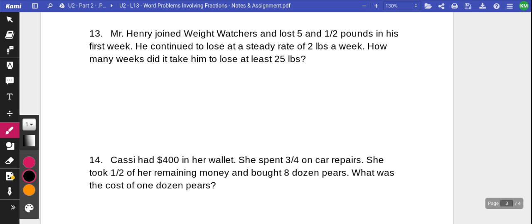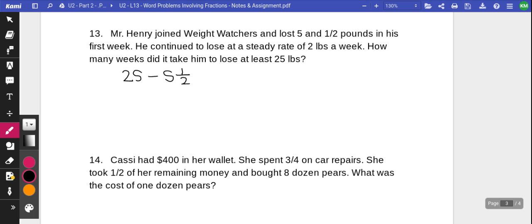This is a question where you could do what River does. Could you just start subtracting? Yeah, it would work, wouldn't it, River? He has 25 pounds we want to lose. How much did he lose the first week? 5.5. Good. 25 take away 5.5.